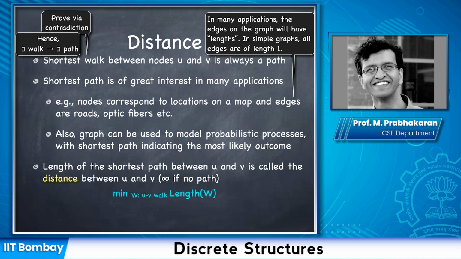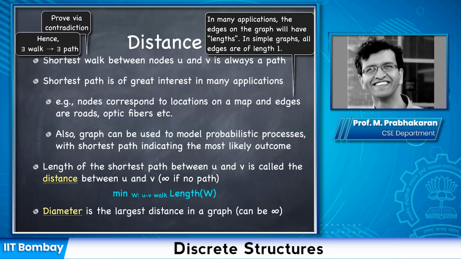Formally the distance is this. So you go over the set of walks, where capital W is a walk. I write UV walk to mean it's a walk from U to V. So go over all such walks, all such sequences, and for each sequence find its length, and the distance is the minimum among the set of values.